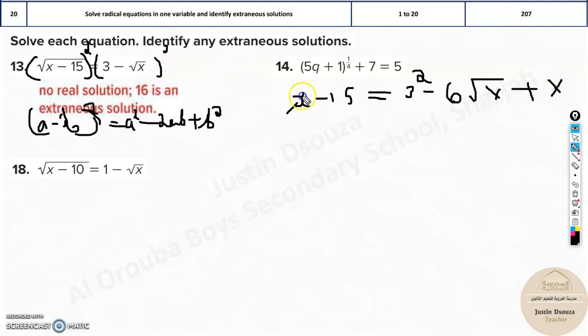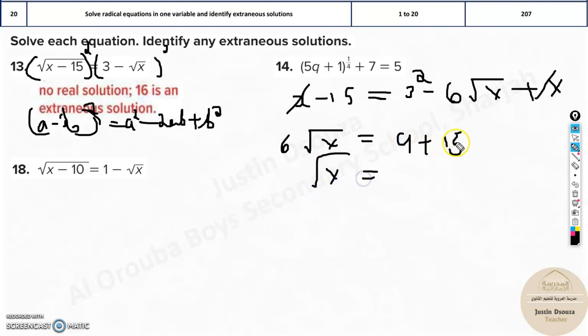Now simplify it. This cancels both the sides, and then you can take this to the other side. It will be 6 root x equals, take this to the other side, it'll be 9 plus 15. Now you will get root x equals 15 plus 9, which is 24.